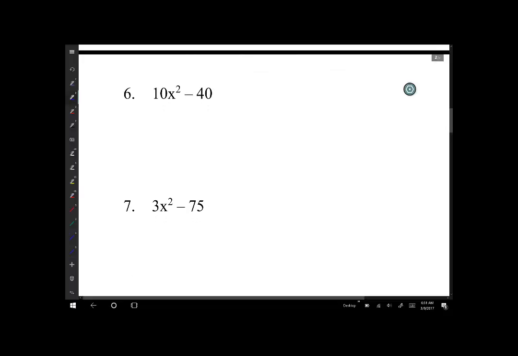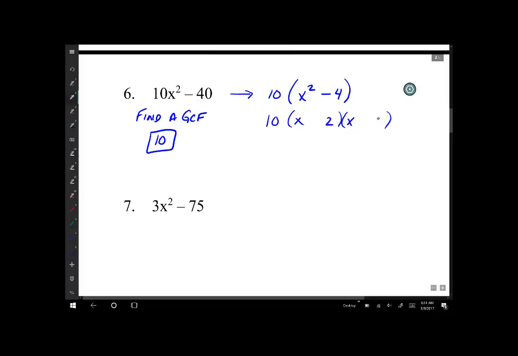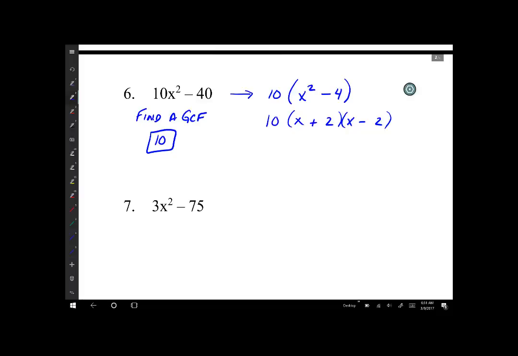So as we start this problem, we have to think, first, find a GCF. And the GCF in this problem is 10. So what we're going to do is take that 10 out. That leaves me x squared minus 4, because 4 times 10 is 40. Now we bring the 10 down, and then we continue to factor. x and x, 2 and 2, plus and minus. You can't get rid of the 10 because it's part of one of the factors of the problem, and we have 3 factors here.